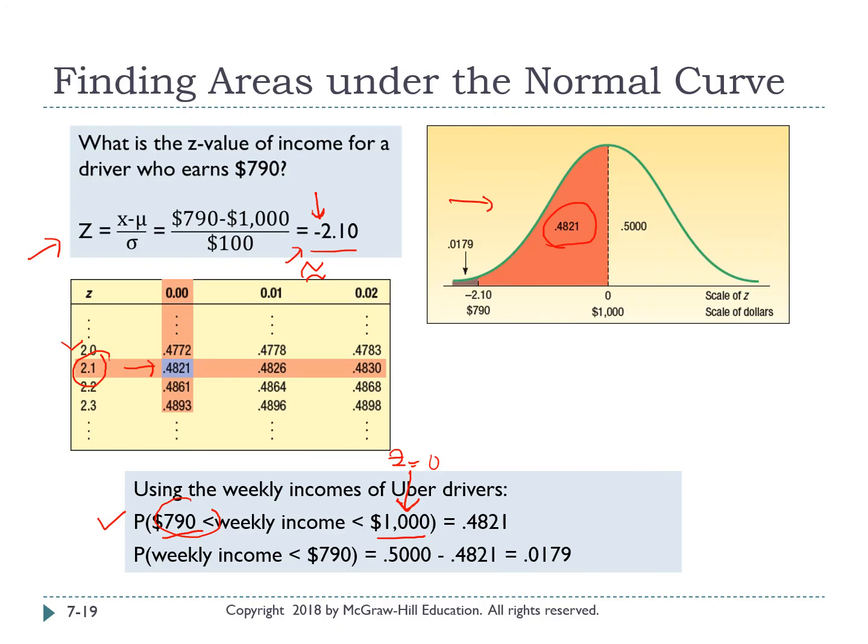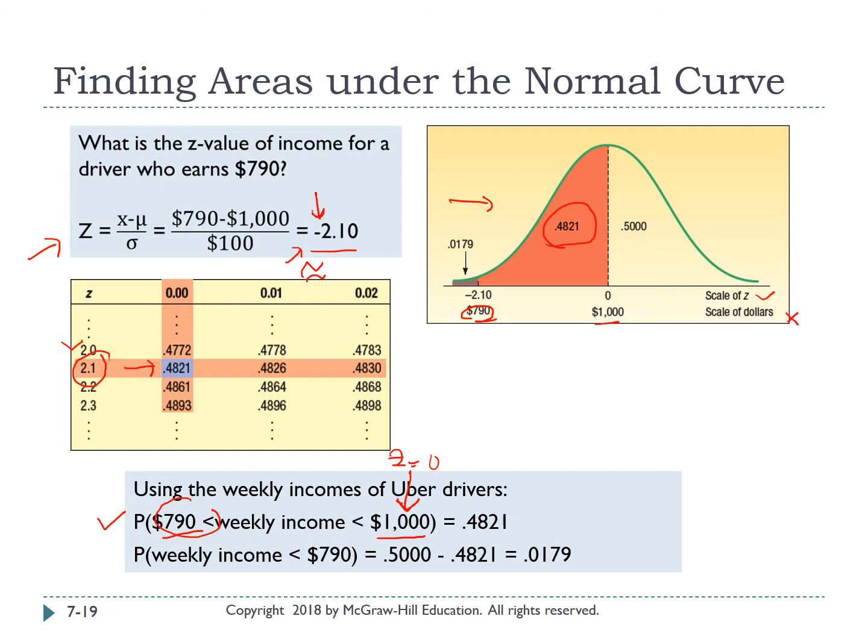So you know that you have to draw a diagram, right? So you have two scales, z scale and x scale. So for the z scale, the middle is 0. For the x scale, the middle is your mean. And you can also plot your x, which is 790.